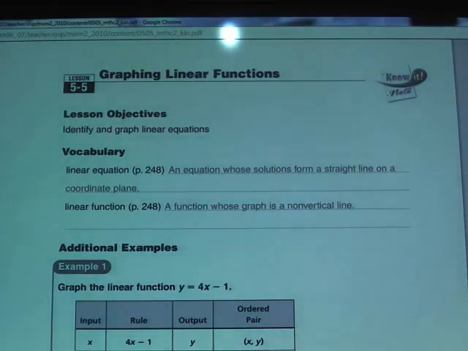Chapter 5, Section 5 in the 7th grade textbook is entitled Graphing Linear Functions. That's really what this chapter is all about, graphing different types of lines. Really, you'll spend a lot of time in an algebra class talking about that exact topic, many, many weeks, if not months, just talking about graphing lines, because there's so many different ways to do that.